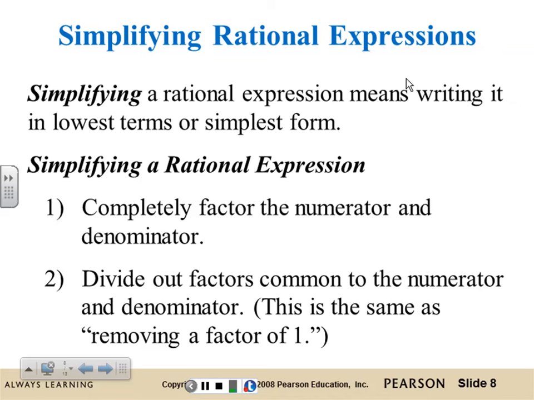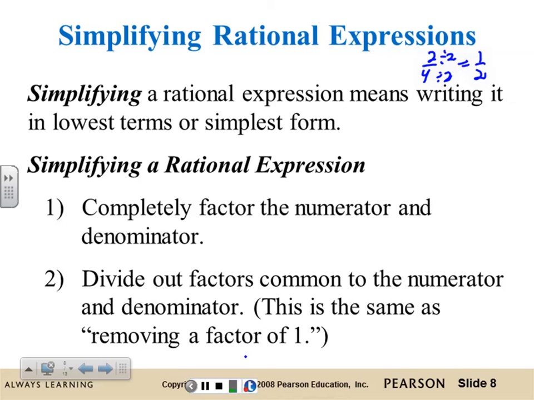Basically, we are reducing. If I gave you a fraction of 2/4 and I said simplify, what I'm talking about is reduce. And you remember back in, maybe 3rd grade, both of these will divide by 2. And so you get 1/2. That's what we're going to do with these rational expressions. So here are your steps. The first thing you're going to do is completely factor the numerator and denominator. And then you're going to divide out any factors common to the numerator and denominator. This is the same as removing a factor of 1.